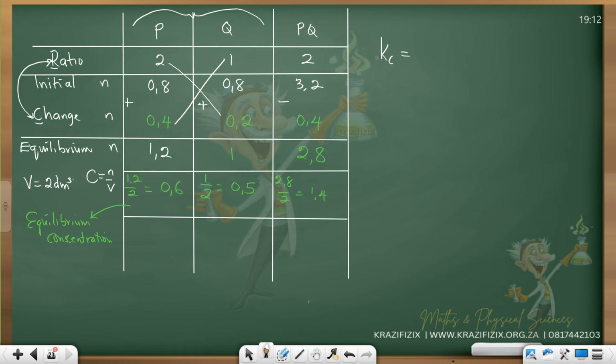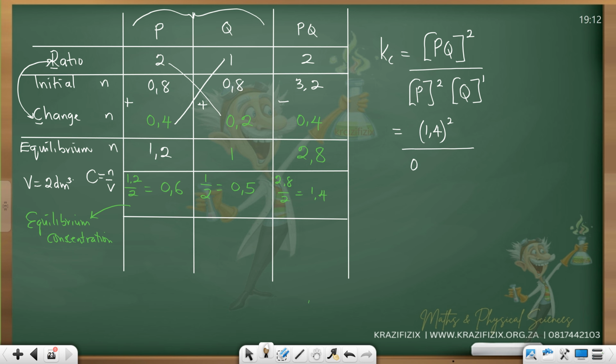Please don't say this one is now product. No, we still maintain. PQ to the power of what? 2 over what? P to the power of 2 and Q to the power of what? 1. What is PQ? 1,4 squared. What is P? 0,6, also what? Squared. And 0,5. What's your answer? 10?